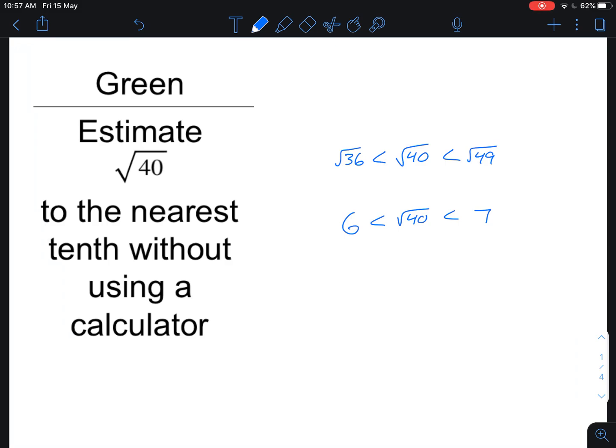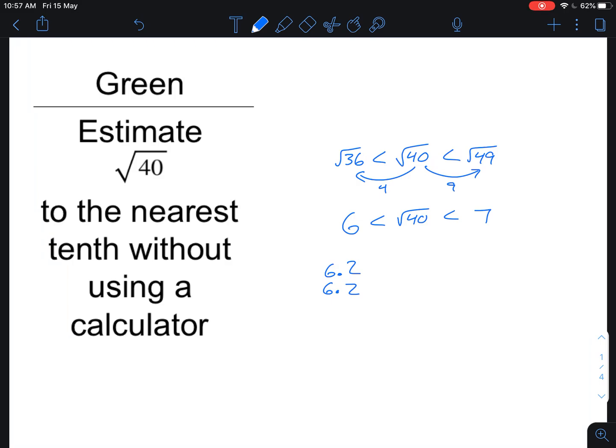Now, to come up with my estimate, I could just start randomly guessing, but if I look at this, the square root of 40 is 4 places away from 36, and it's 9 places away from 49. So really that tells me the square root of 40 is going to be closer to 6 than it is to 7. So if I wanted to figure out what's the closest estimate, this is where you've got to do a little guess and checking. So maybe I want to do something less than 6.5, so maybe 6.2.